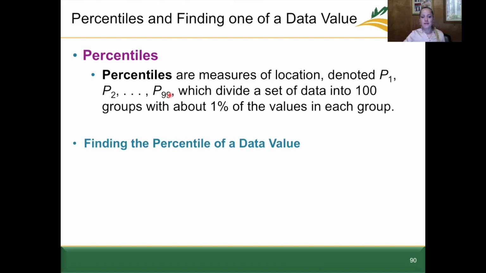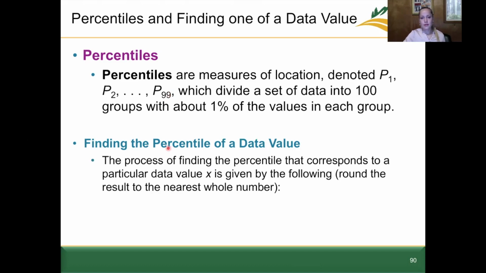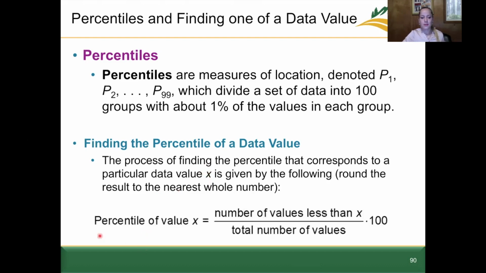Let's talk about how we'd find the percentile of a data value. So this is the process of finding the percentile that corresponds to a particular data value x. And remember, each individual data value is denoted by x. So this is given by the following, and we round to the nearest whole number after calculating this percentile. So here's the equation. The percentile of some value x is equal to the number of values less than that data point of x divided by the total number of data values multiplied by 100 to get this value into a percent. We'll do an example of this.